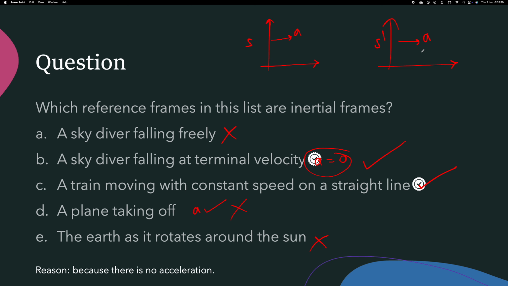Now, is S prime an inertial frame of reference with respect to frame S? You may think the answer is yes. I mean, yes, S prime is an inertial frame with respect to S. So what could be the reason for you to answer yes? The reason could be that because they both are accelerating with acceleration A, S prime is at rest with respect to S. Similarly, S is at rest with respect to S prime because they both are accelerating with the same acceleration A.